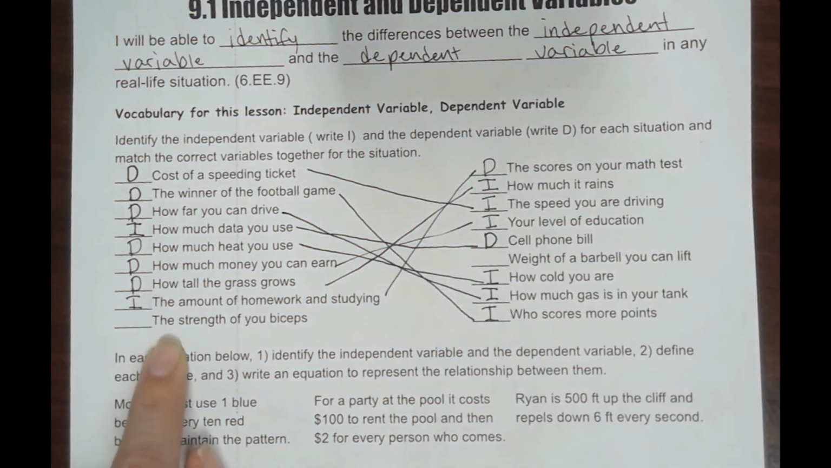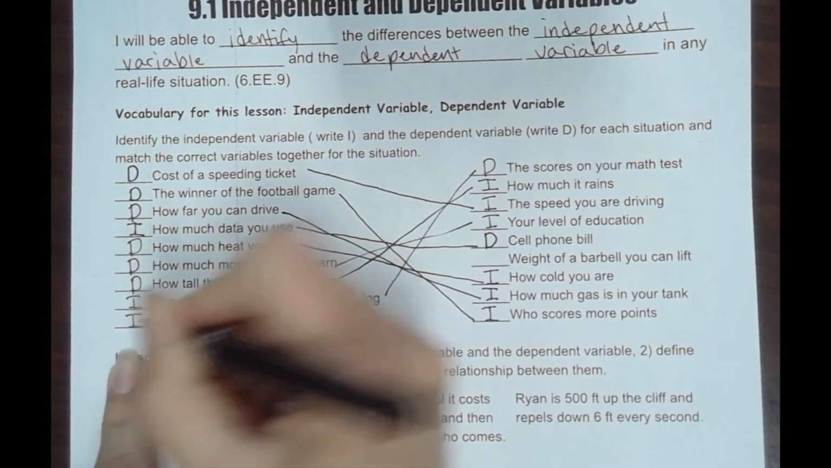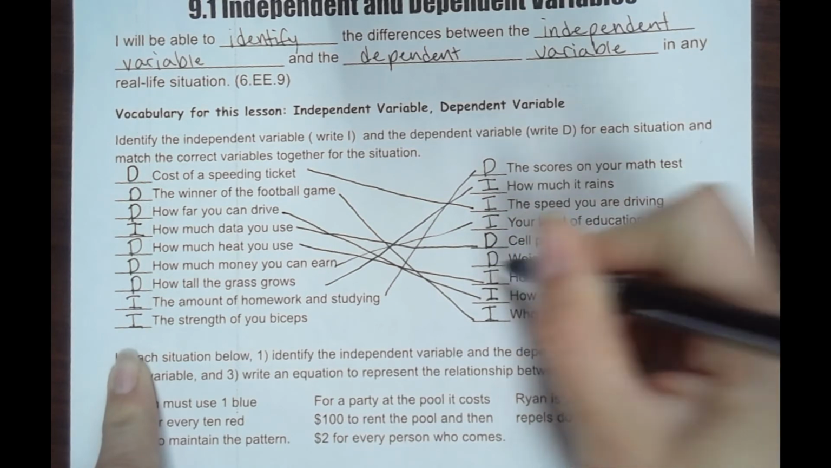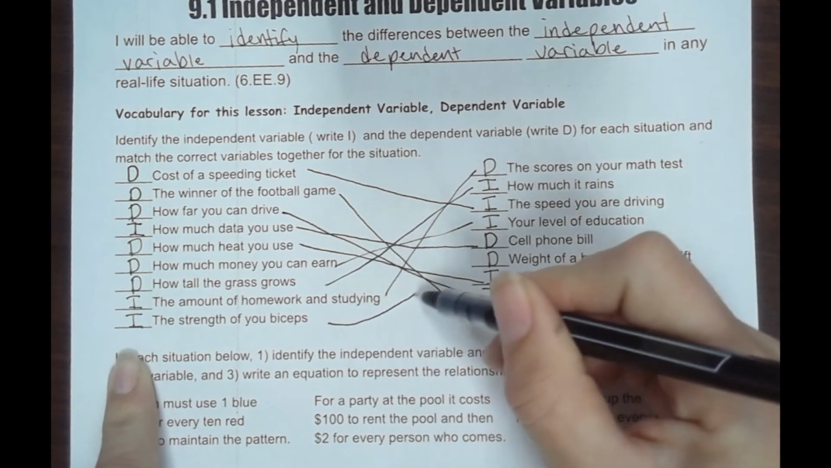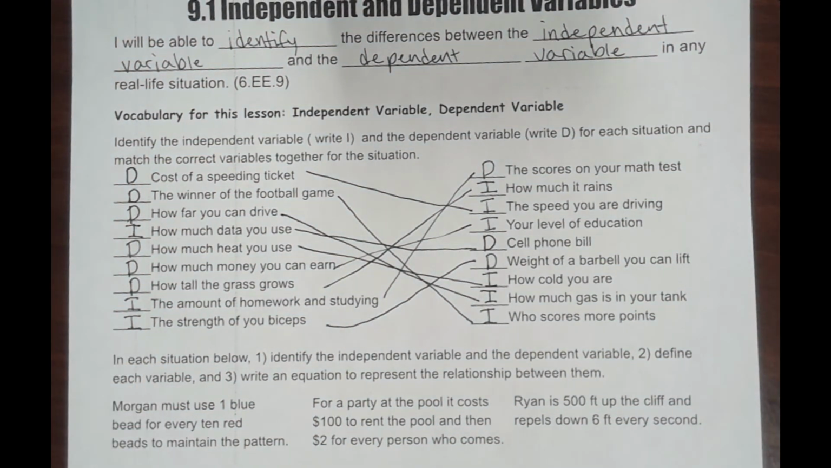Okay, the strength of your biceps and the weight of the barbell you can lift. Because you're strong, that would be the independent, will control how much weight you can lift. However, the more you've been working on it, the heavier you can probably lift as well. Alright, hopefully that gives you a good idea about how independent and dependent variables are connected and how we can kind of distinguish which one is which.